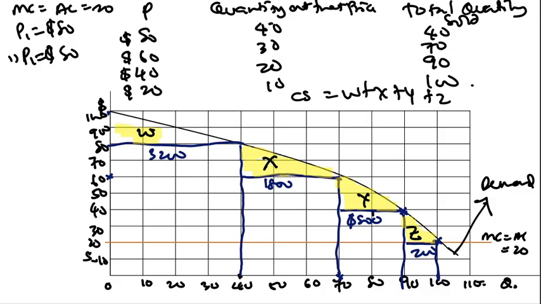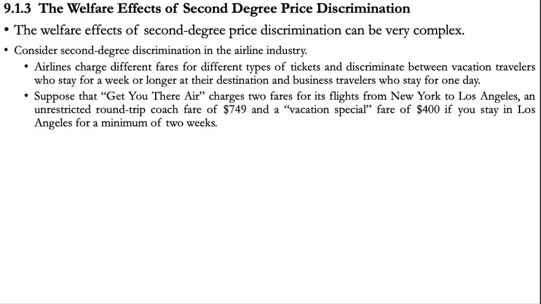All right. Now, let's look at the welfare effects of second degree price discrimination. Let's use this example: second degree price discrimination in the airline industry. Usually airlines charge different fares for different types of tickets, and they discriminate between vacation travelers who stay for a week or longer at their destination and business travelers who stay for one day. Usually if you stay one day only, the ticket will be expensive. But if you are a vacation traveler staying for a week or longer, you get a cheaper price, for instance.